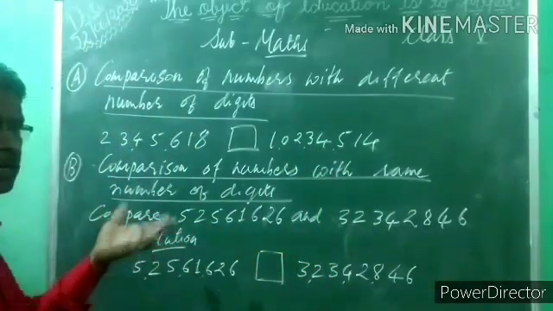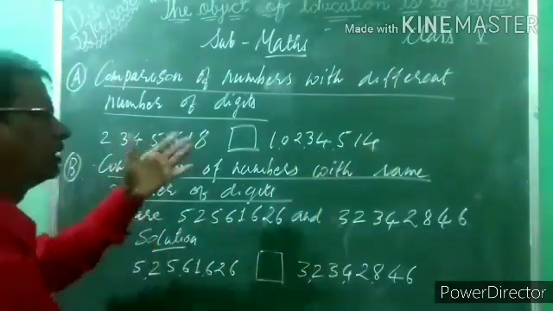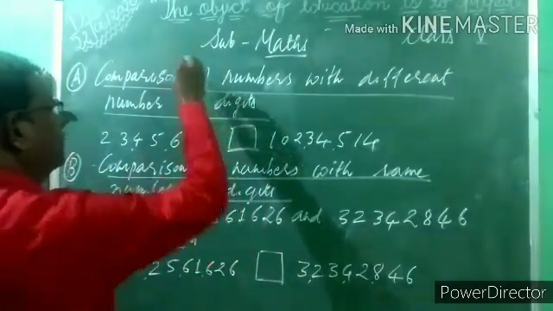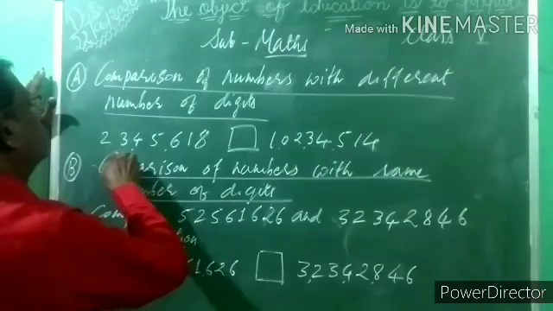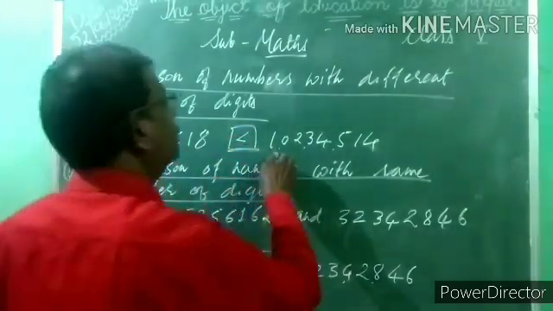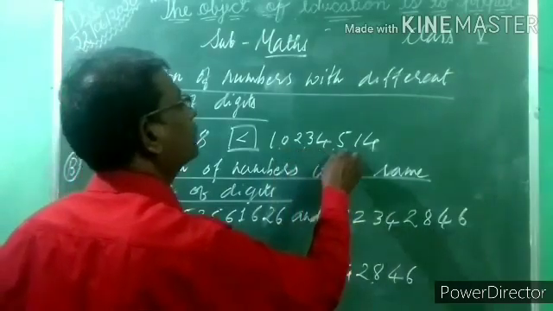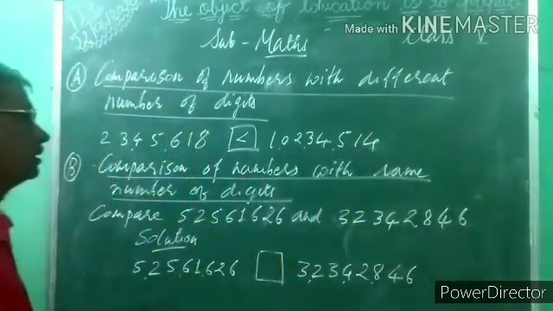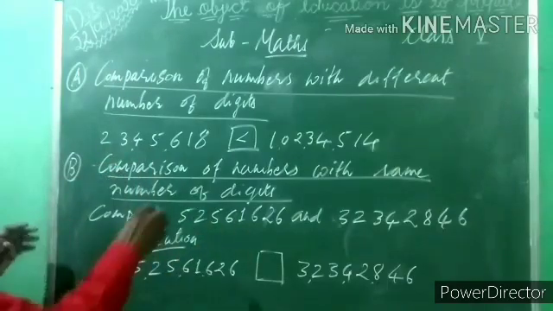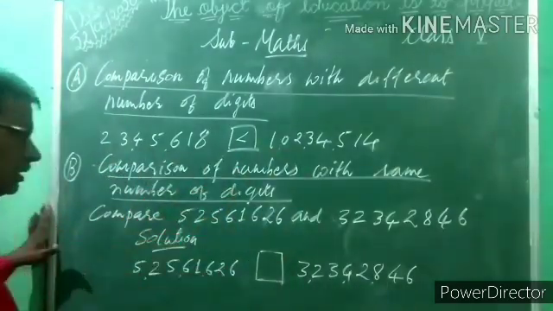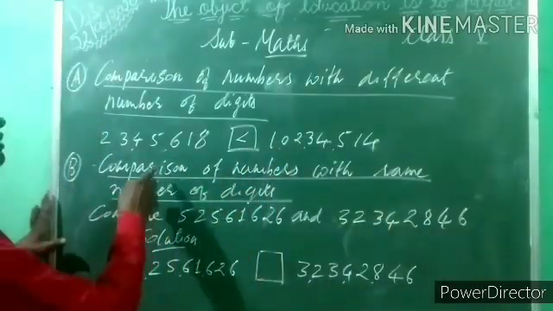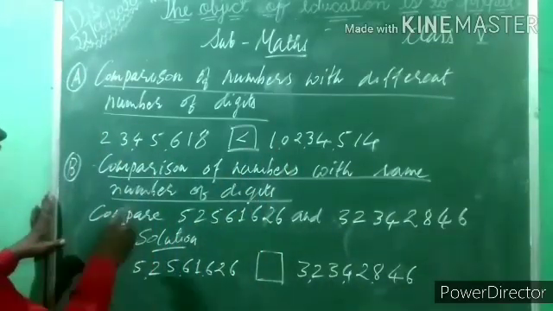Then certainly the 7 digit number will be smaller than the 8 digit number. So which sign will come? Less than. It means 23 lakh 45,618 is less than 1 crore 2 lakh 34,540. Understood? So the number having fewer digits will be smaller as compared to the number having more digits. Now comparison of numbers with the same number of digits.